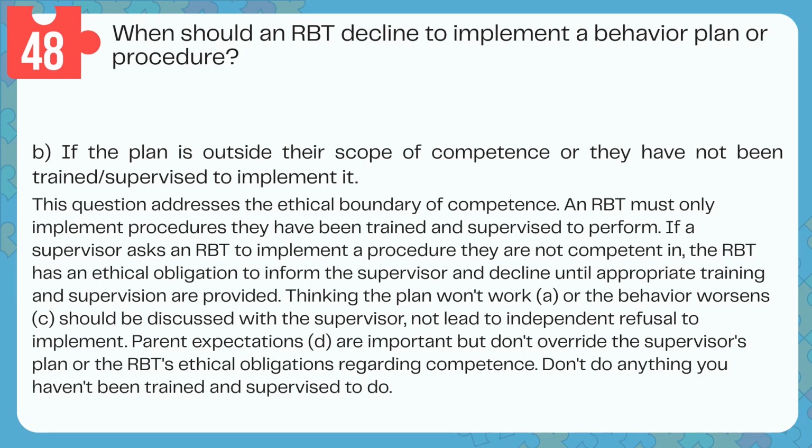Thinking the plan won't work, A, or the behavior worsens, C, should be discussed with the supervisor, not lead to independent refusal to implement. Parent expectations, D, are important but don't override the supervisor's plan or the RBT's ethical obligations regarding competence. Don't do anything you haven't been trained and supervised to do.